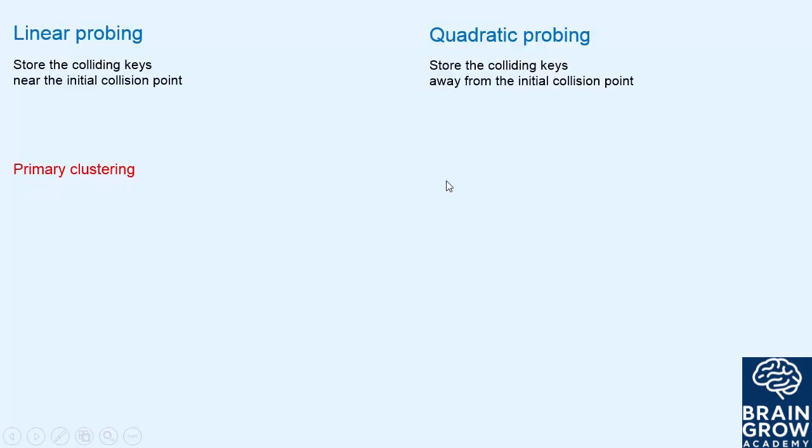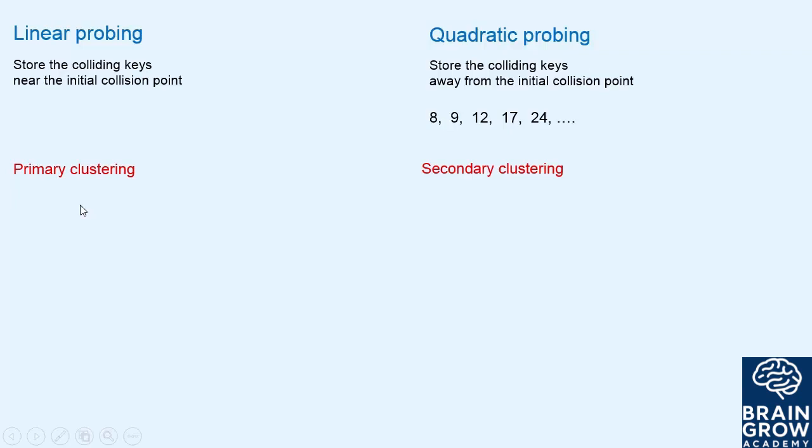But now we have a new problem called secondary clustering. This problem occurs because keys that hash to the same address will always probe the same locations. For example, all keys mapped to location 8 will always follow the same probe sequence. So the keys mapped to same location always follow the same location chain, and this reduces the access time.